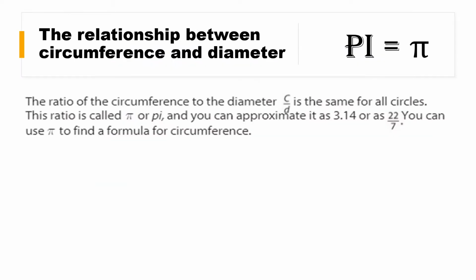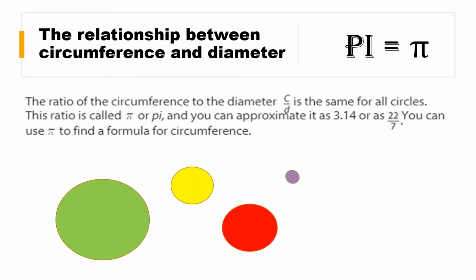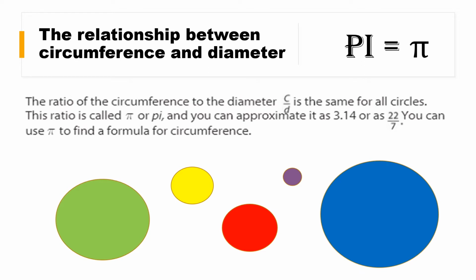All right, so now we're going to look at how some of these vocab words are related, and the relationship between specifically the circumference of a circle and its diameter. This goes for any circle, any size circle you could think of. Circles on your paper, circles out in nature, big circles, small circles, any circle that you can come up with. There's going to be a connection where the ratio of the circumference to the diameter, meaning C divided by D, is the same for all circles. This ratio is called pi, spelled P-I, and you can approximate it as 3.14 or as 22/7.